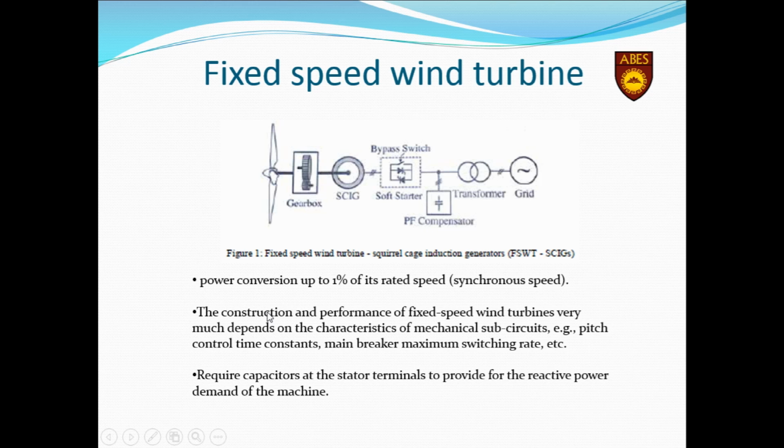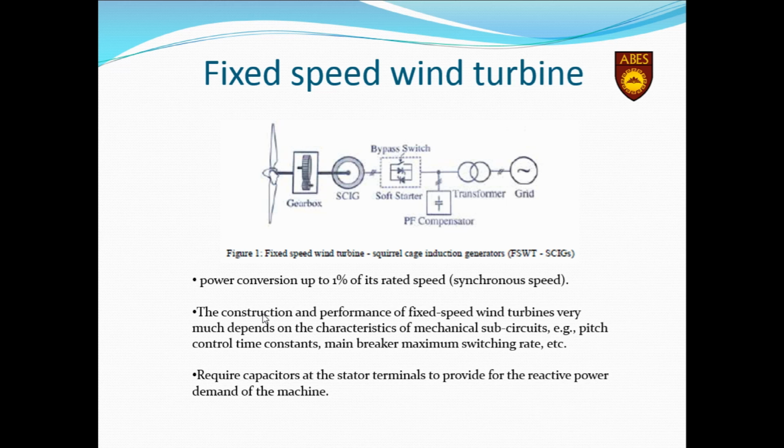But a few points are also there. The construction and performance of fixed speed wind turbines vary much, depending upon the characteristics of the mechanical subcircuits, that is, pitch control, minimum circuit breaker, etc. It means that most of the controlling in a fixed speed wind turbine is regarding the mechanical construction. It doesn't go with the stall or pitch control mechanism.